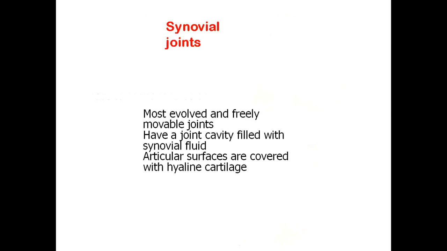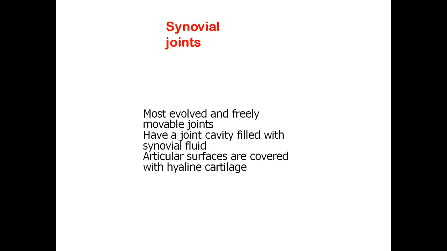Then come the synovial joints. Of the types of joints we discussed, the fibrous joints and the cartilaginous joints, two of them we discussed on the basis of structure, and these were examples of solid joints. Here, the third type of joint is the synovial joint.